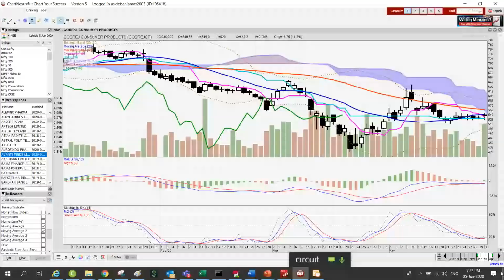Adani Enterprises or... No, Adani Green. Green Energy, okay. Yes, so it is now a strong uptrend signal.